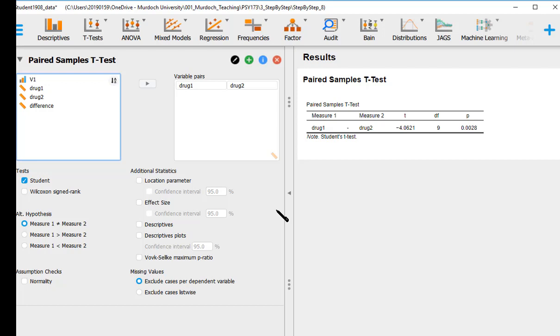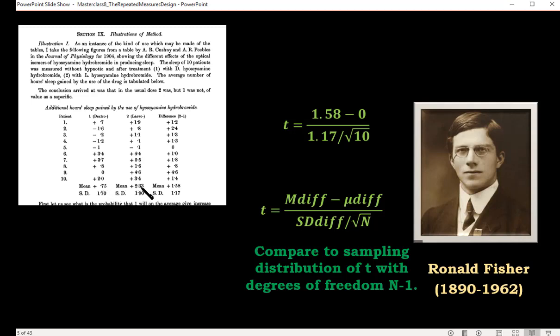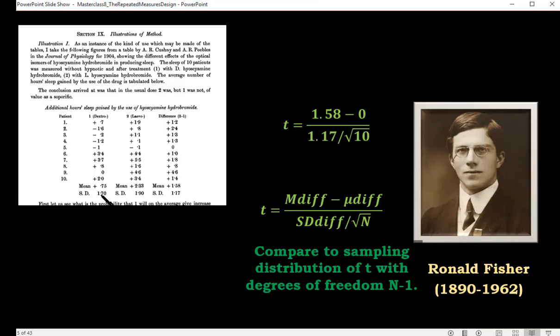Now, let's go to descriptives. We tick descriptives here, and then we get for drug 1, the mean, the standard deviation and the standard error. For drug 2, mean, standard deviation, and standard error. Okay, let's compare with the Gosset's paper. So mean 0.75 for drug 1 and for drug 2 is 2.33. So that's correct. Now, what about the standard deviation? We've got 1.79 for drug 1 and 2 for drug 2. Let's see what we get. Standard deviation 1.70 and standard deviation 1.90.